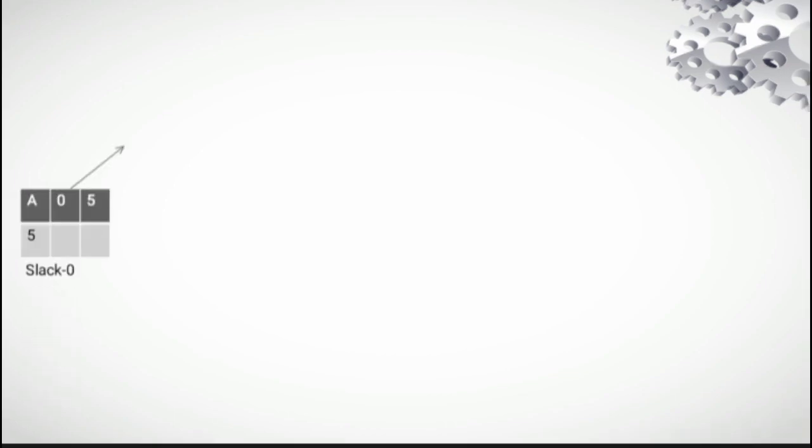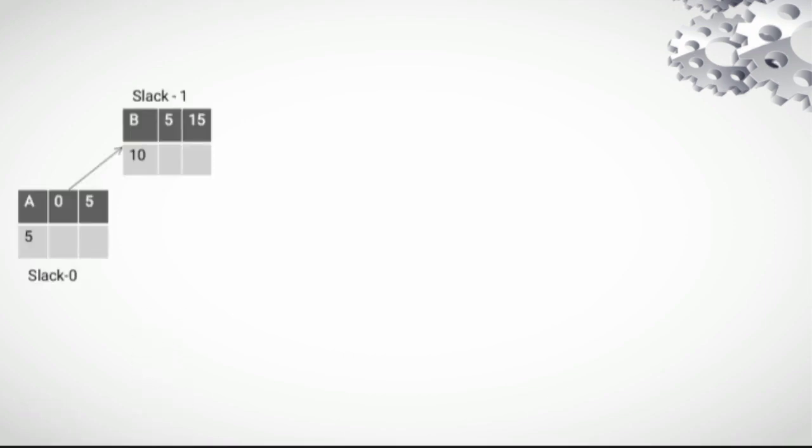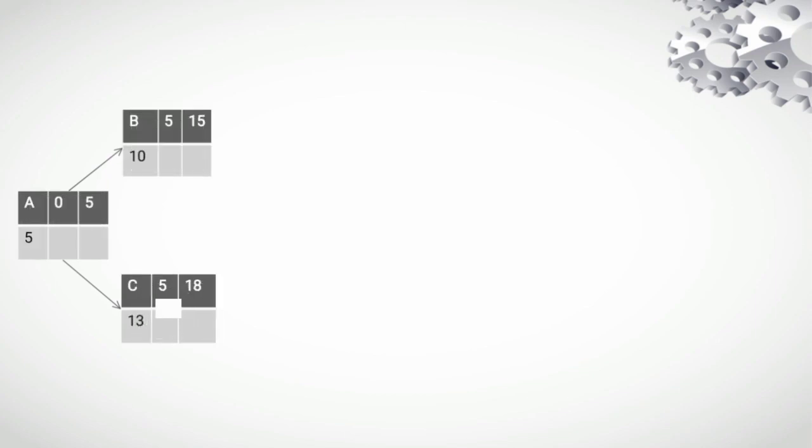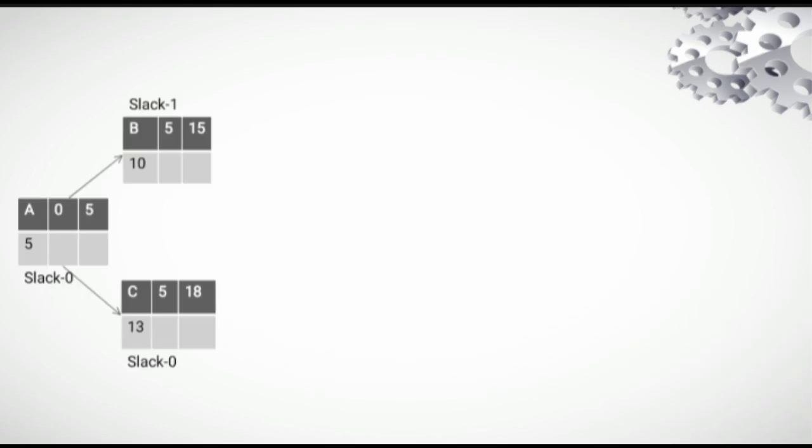A has no predecessor, so its earliest starting time would be 0, since it has 5 days needed to be completed. Its earliest finish time would be 0 plus 5 equals 5. B needs A to be completed before it can start. Since the EF time of A is 5, the earliest start of B would be 5. Therefore, 5 plus 10 equals 15. The EF should be 15 days. Activity C's predecessor was A, where A has an EF of 5, which means the ES of activity C is 5. Plus 13, its EF must be 18 days.